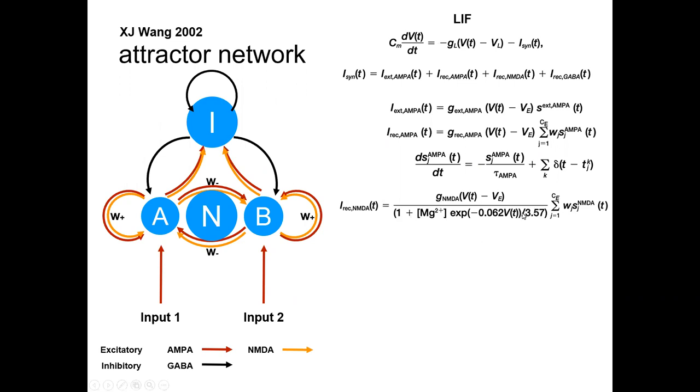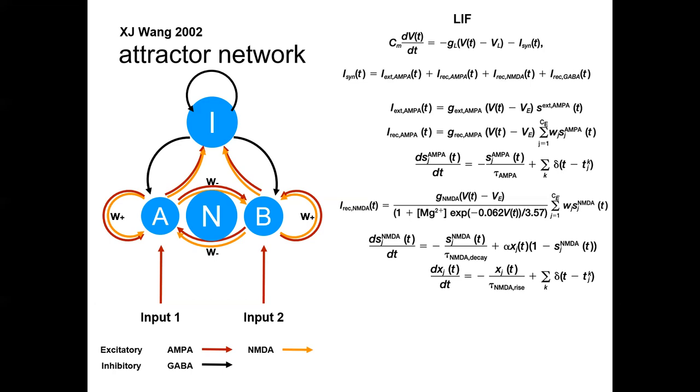So we have to include this term to reflect that fact. And as you can see, the voltage has to rise enough for this term to be small enough, right? So you have to have both a particular concentration of magnesium and enough excitation to have enough NMDA response.